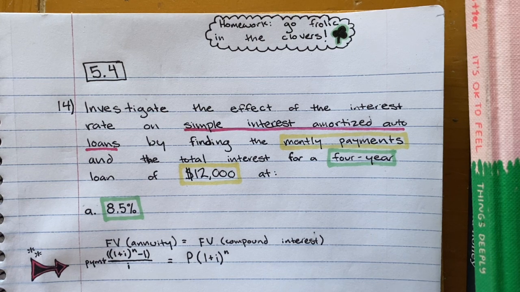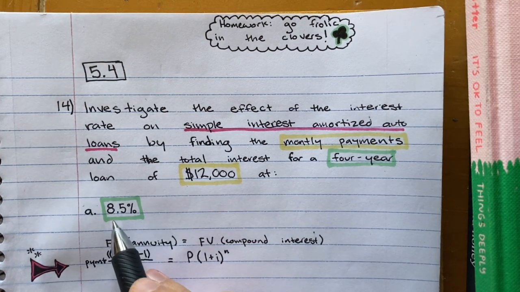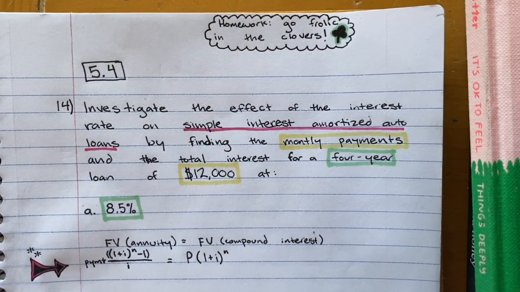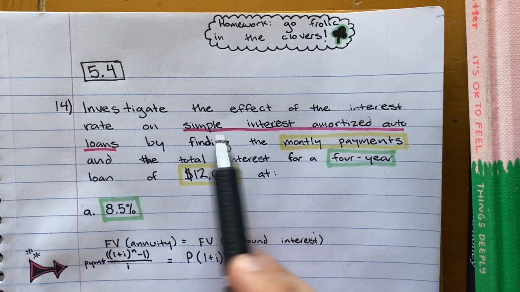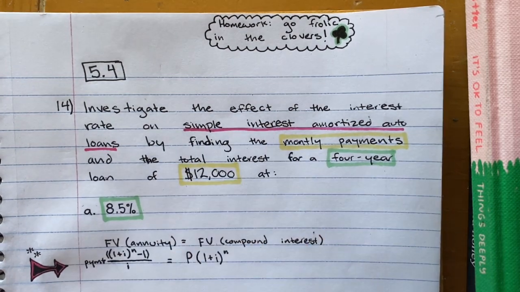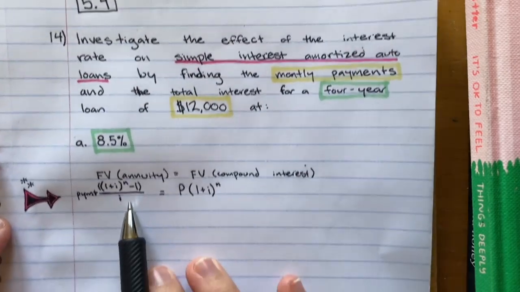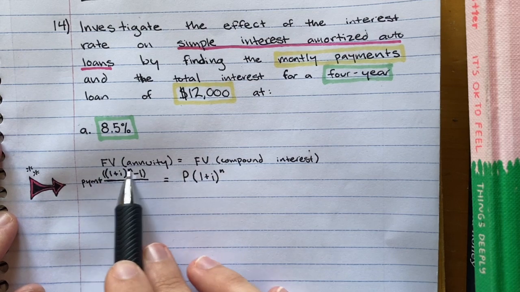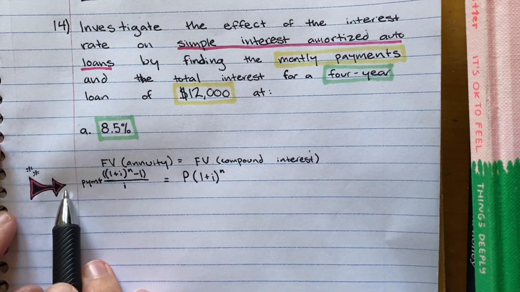loans by finding the monthly payments and the total interest for a 4-year loan of $12,000 at 8.5% for part A. So there's a lot of important information already in the question. It told us that we're going to be working with a simple interest amortized auto loan, which means that we already know we're going to be using this formula right here with a little arrow next to it.